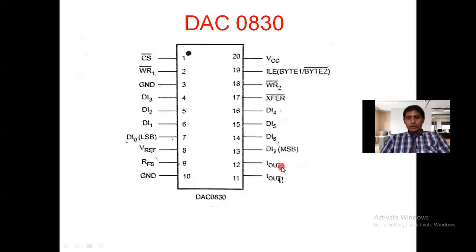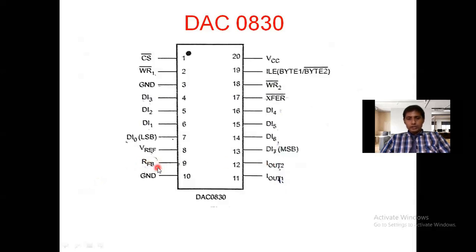These two will be connected externally to an operational amplifier, plus and minus. For example, plus connected to IOUT1, minus connected to IOUT2, and IOUT2 may be connected to ground. Like that we can also connect these two currents to the operational amplifier. Now RFB. What is RFB? It's a feedback resistance.